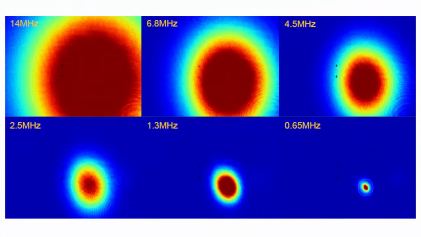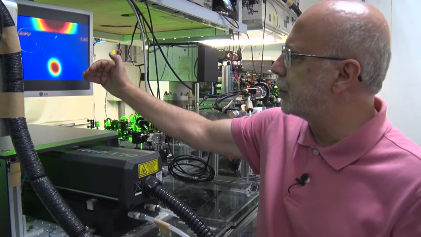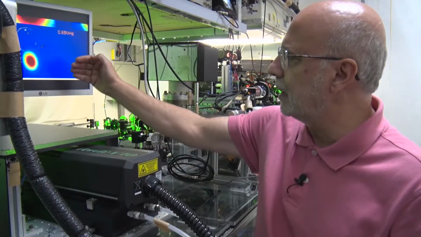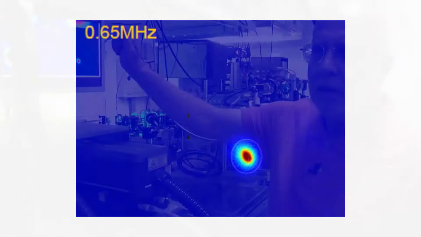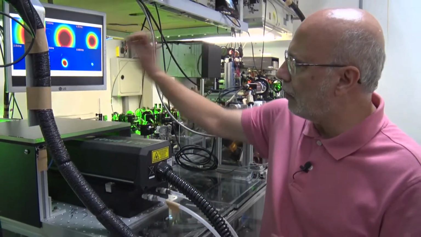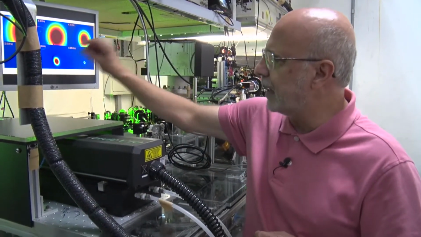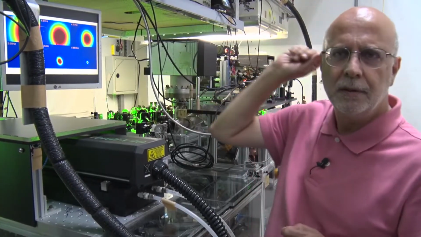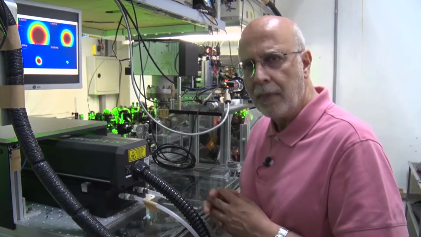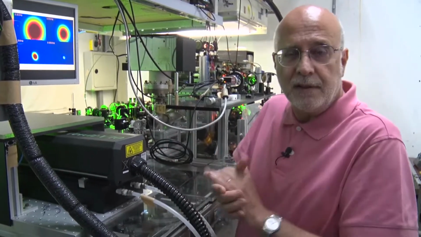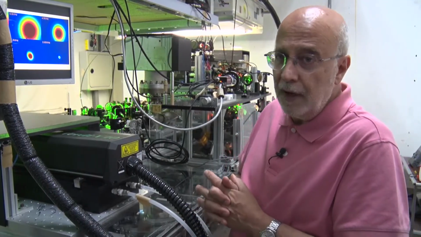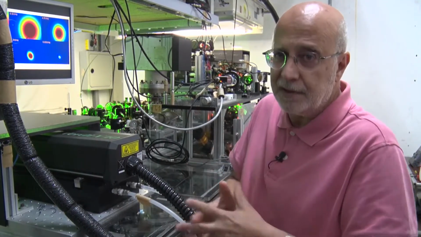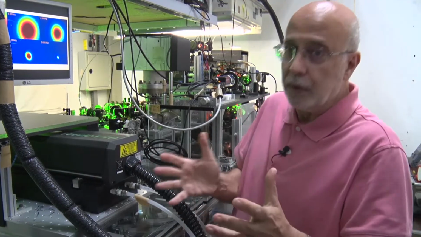So the cloud is shrinking more and more until we reach a condition that is so cold that something very nice starts to happen. A very dense center of the trap appears, and that is the condensation. Normally when we condense, we don't put all the atoms in a single state. We can get very close to 100% of atoms in a single quantum state, which is a pure condensate.